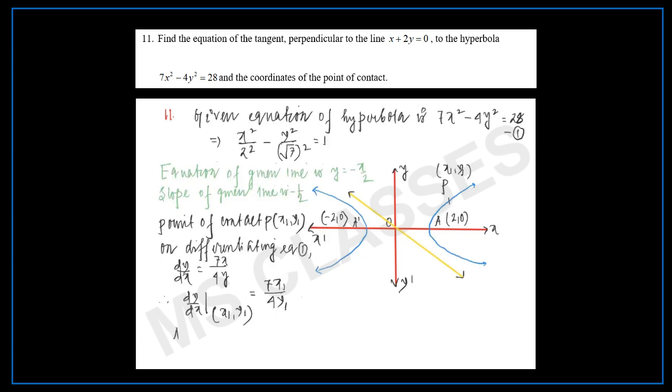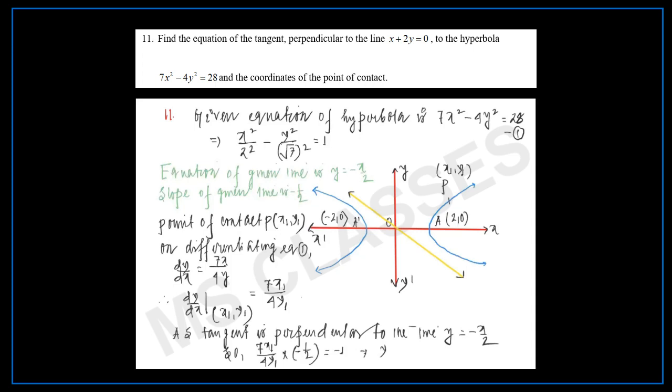Now, as the tangent is perpendicular to the line y equal to minus x by 2, 7x1 by 4y1 into minus half equal to minus 1. And this gives us y1 equal to 7x1 by 8.